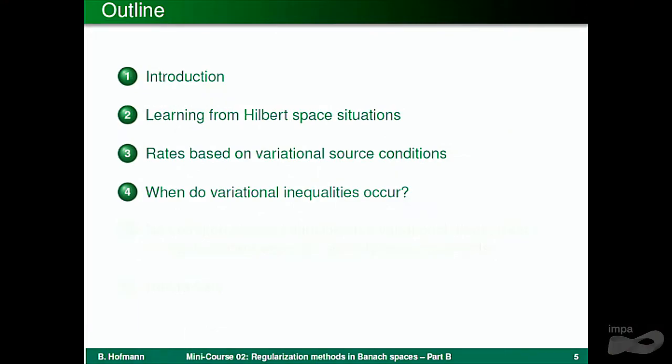Some words here about variational source conditions or variational inequalities, which form these source conditions. They are a rather strange thing. If you see them for the first time, you say, bah, a mathematician has formulated a formula, nobody knows what it means. It looks rather strange. So in this chapter, some words about when they exist and when they occur, and they occur at many points. And a really nice fact.